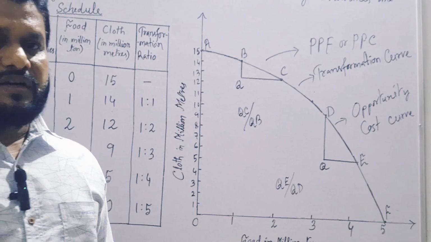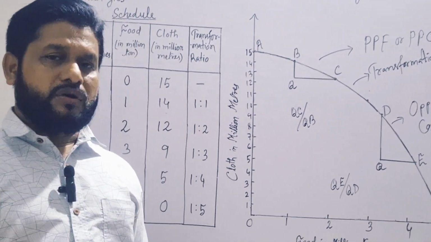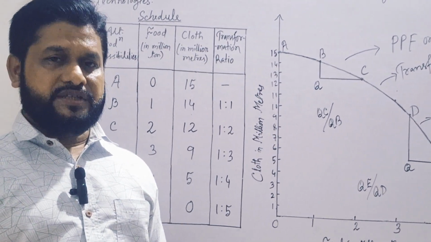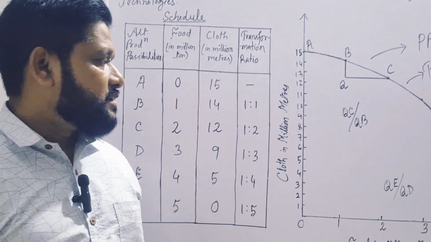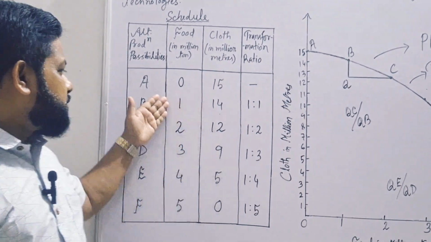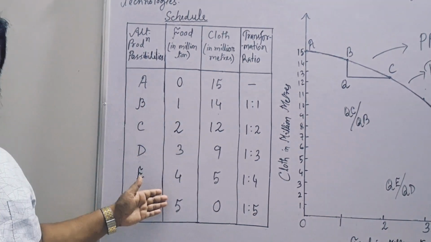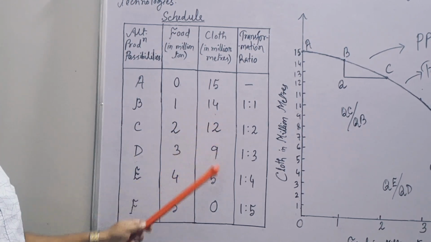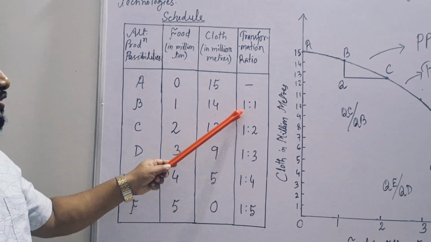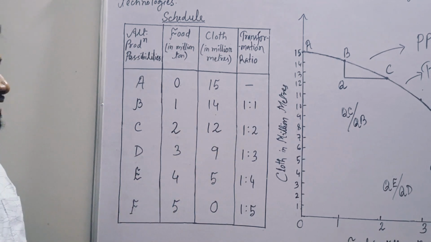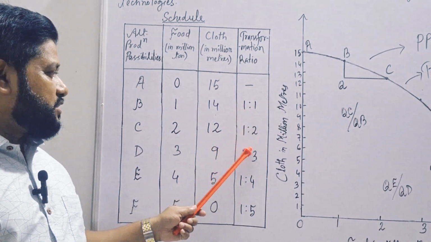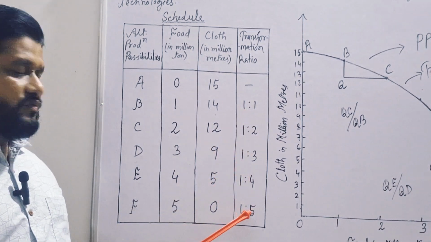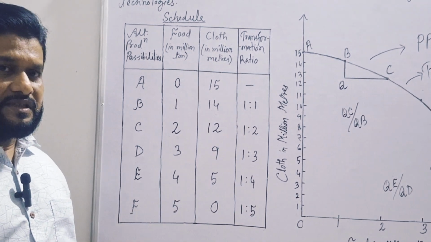Opportunity cost can be defined as the next best alternative sacrificed to achieve a certain benefit. So when the country wants to achieve one more unit of food, it has to sacrifice more and more units of cloth, and opportunity cost goes on increasing, as shown here: 1:1, 1:2, 1:3, 1:4, 1:5. That is, the transformation rate increases.